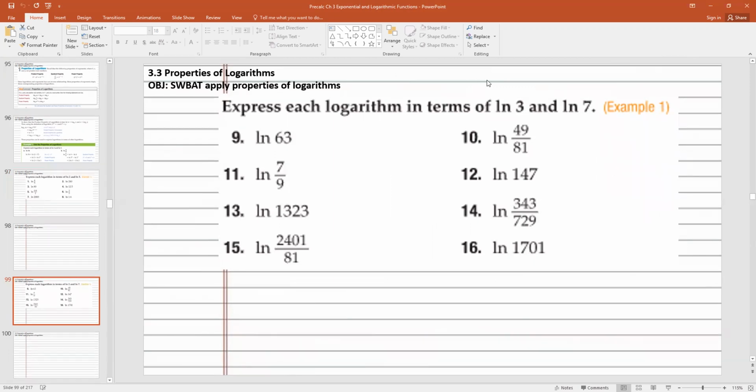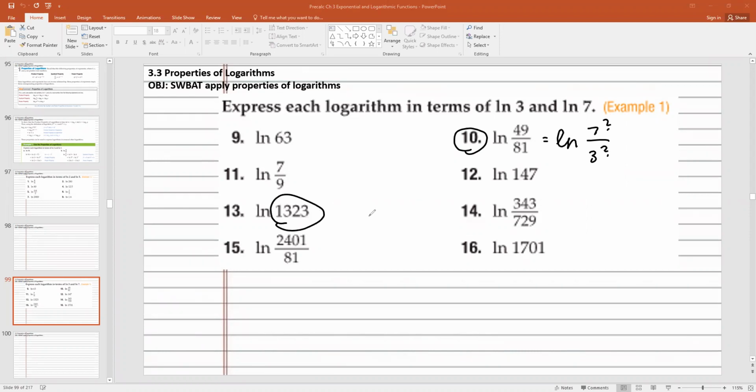Why don't you try number 10. Okay. So you're going to think about 49 is 7 to the what power, and then 81 is 3 to the what power. Okay, so do that first, but try to do number 10, similar to what we did in the last one. And let me show you how to do one of these big ones. I showed you before the factor tree. Let's do it again. Why not?